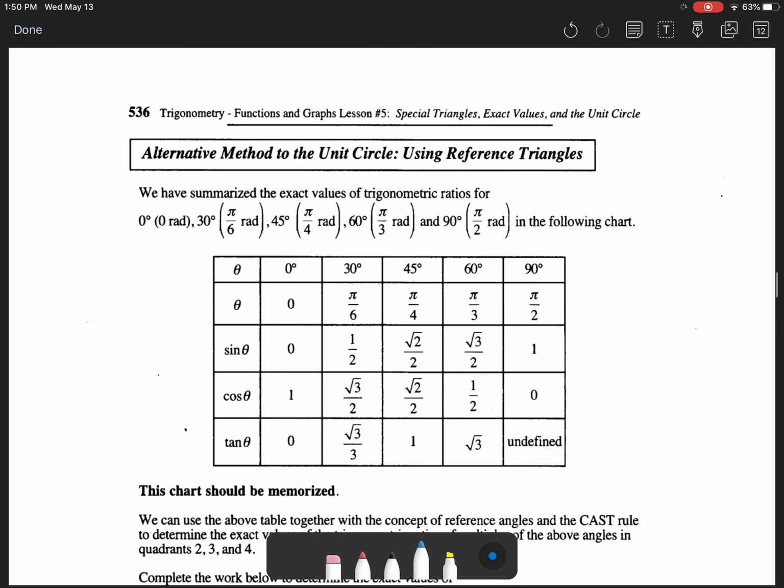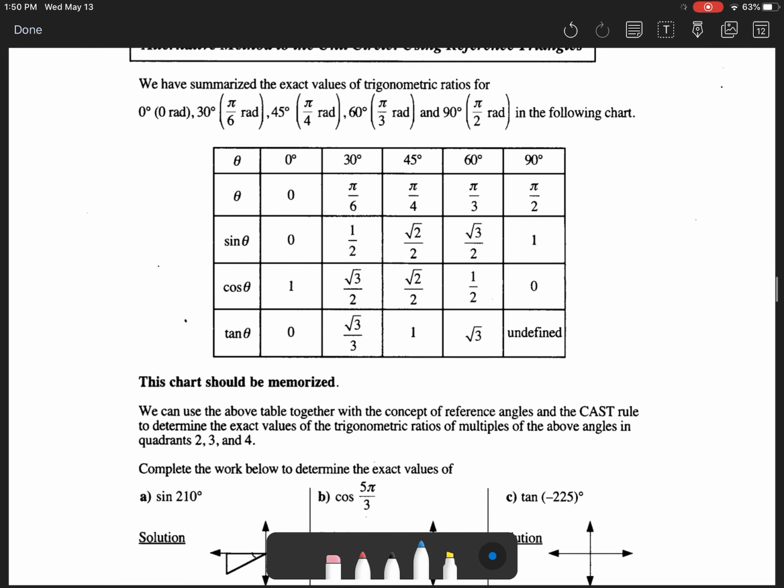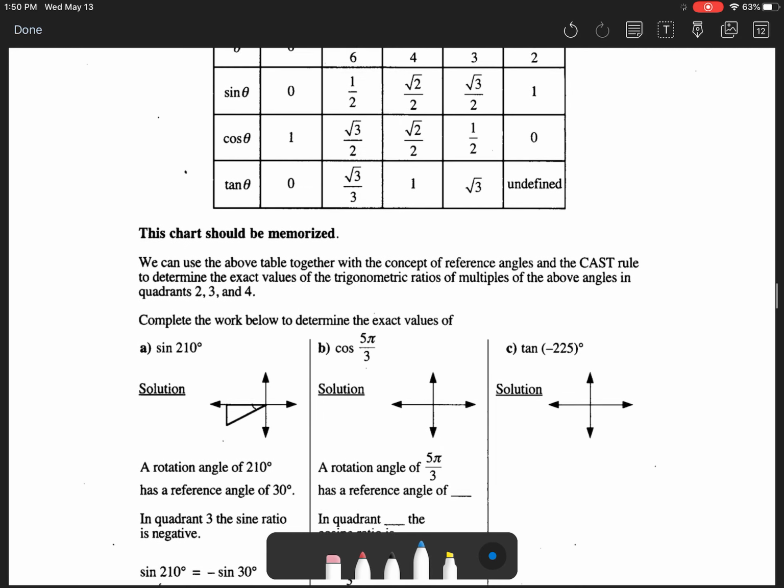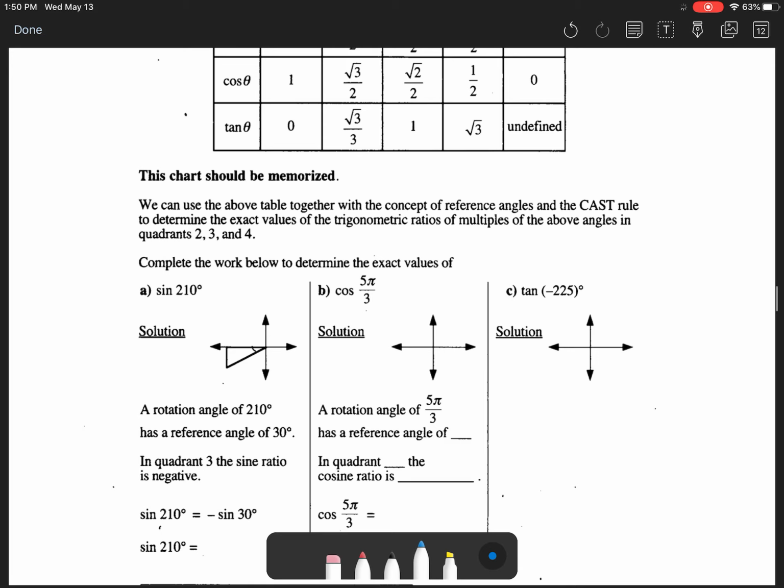Okay, next page. Alternative methods using the unit circle, using reference triangles. So this is kind of what I've been showing you all along here. Now, they've just repeated the table and it says this chart should be memorized. And to some degree, yes, okay. Remember that it's not your only way to calculate things.